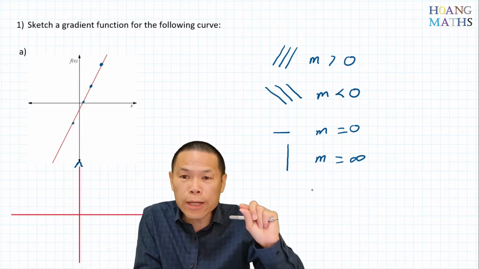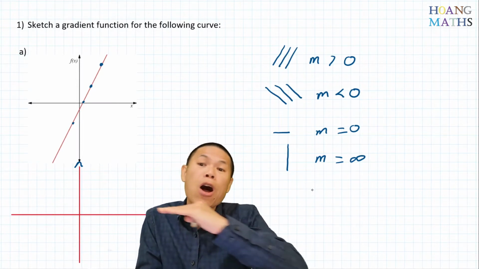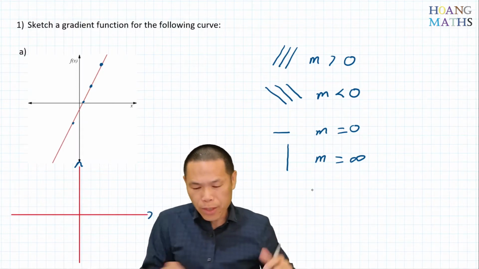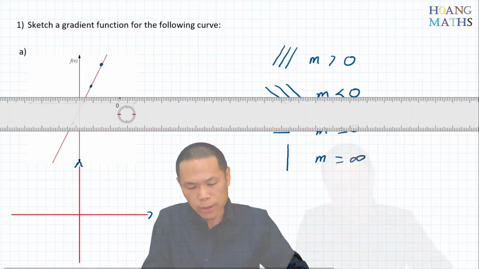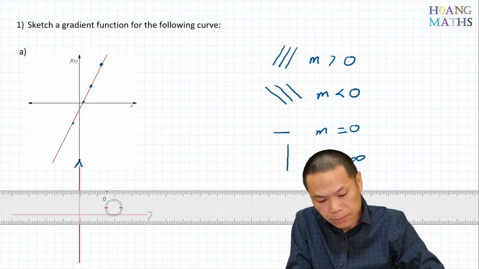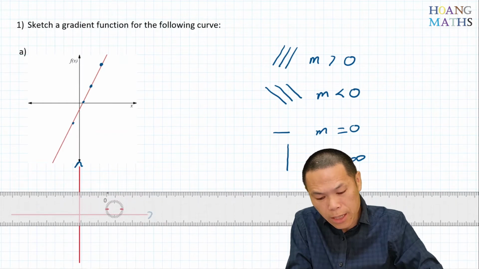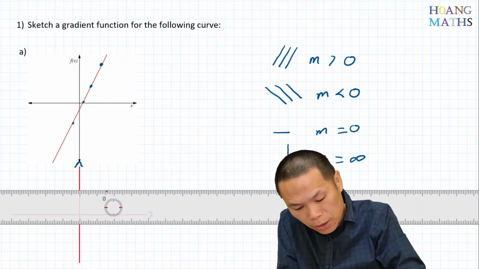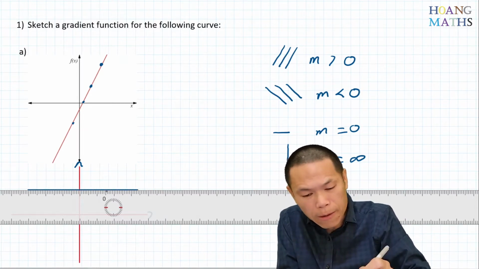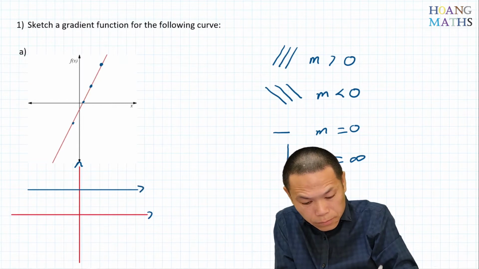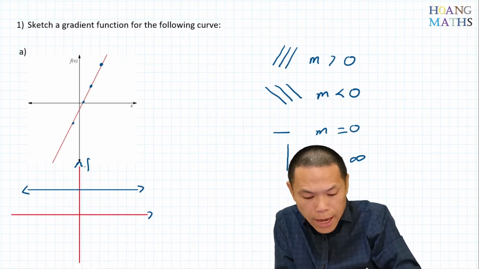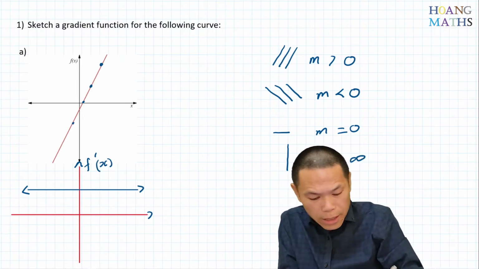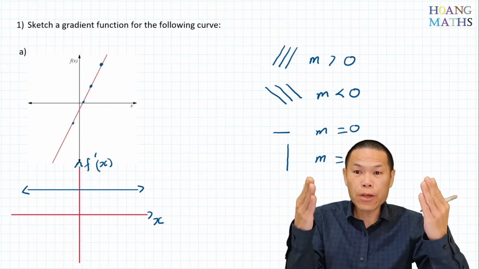So the gradient function of this straight line is a horizontal line above the x-axis, because it's a positive gradient, okay? Let me just draw it. It could be here, here, anywhere, because we do not know the gradient of this function. Let me just draw a straight line somewhere there. So this is f dash x, that is the gradient function, okay? And we label this x. There you go.